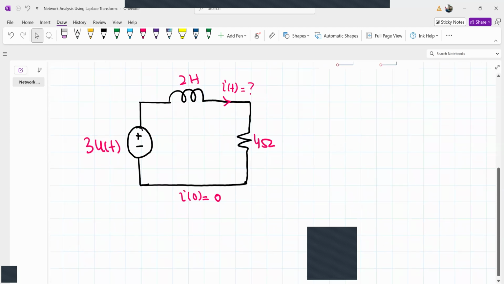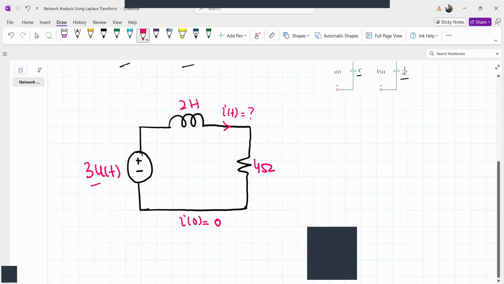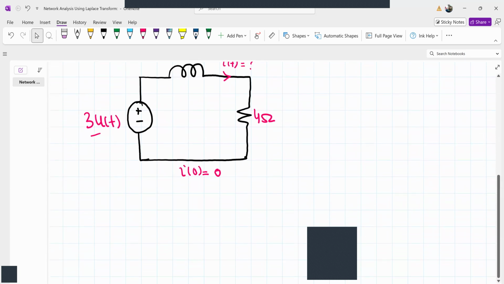Similarly, what will happen to the 3 u of t voltage source? We'll replace it by 3 times the Laplace transform of u of t. What's the Laplace transform of u of t? It is 1 by s. So let's draw the equivalent model of this circuit.